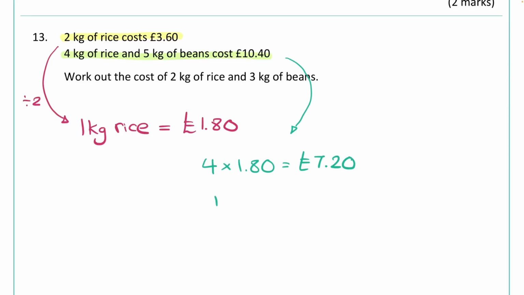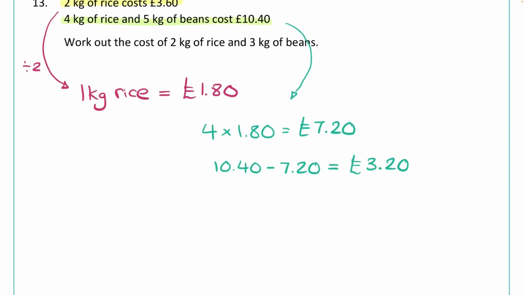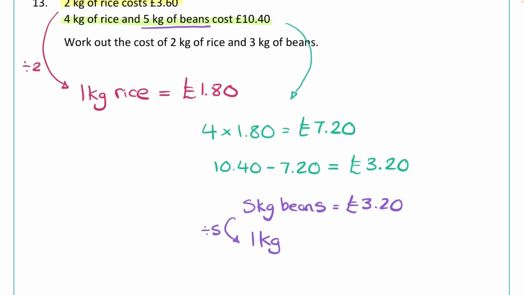So if I do £10.40, the total cost, subtract the cost of the rice, £7.20, that's going to leave me with the cost of those beans. £10.40, take away £7.20, gives me £3.20 left over. And that is for 5 kilograms of beans. So we have 5 kilograms of beans. That's the only thing we have unaccounted for. So 5 kilograms of beans equals £3.20. We can divide that by 5, like we did with the rice, to give us 1 kilogram of beans.